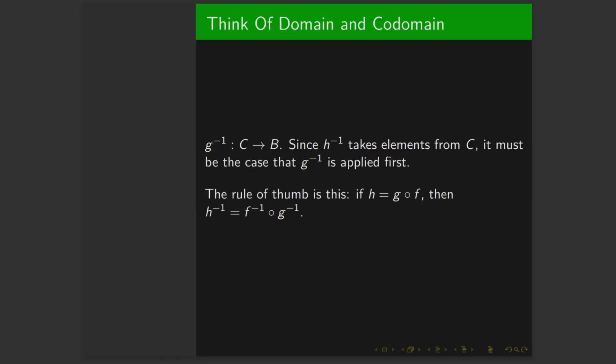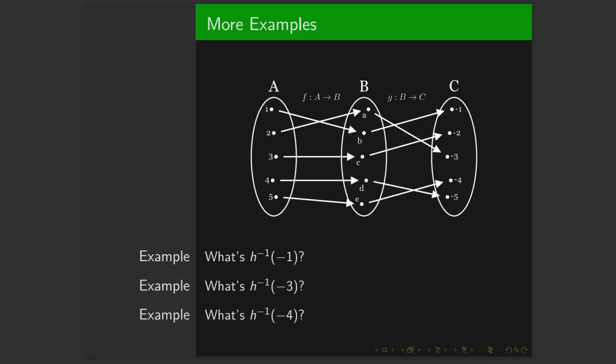Once again, it all comes down to how the codomain and the domain line up. G inverse's domain is C. Since h inverse's domain is also C, we must have that we apply g inverse first. So the rule of thumb is this. If h is g compose f, then when you invert it, you actually flip g and f and invert both of them. So now let's just run through some examples of the inverse function.